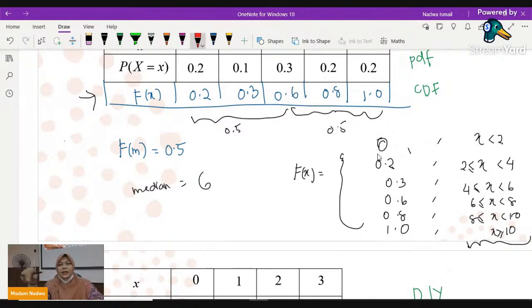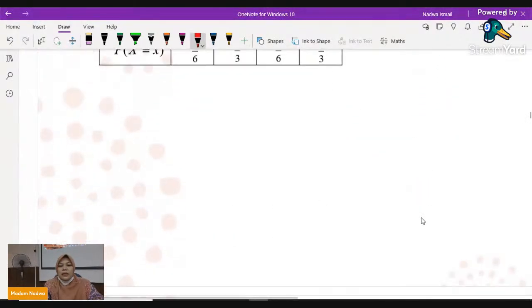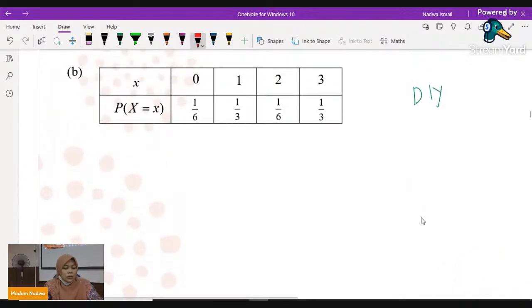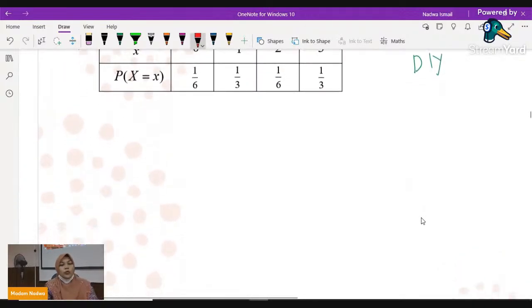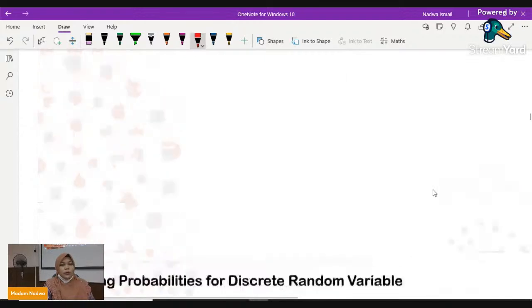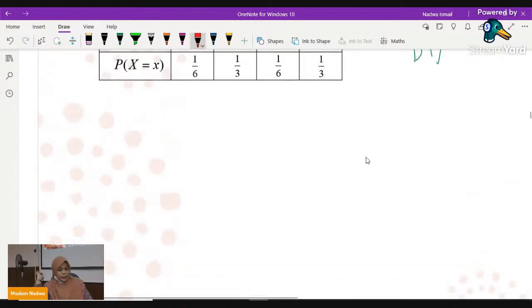So the CDF is cumulative, from 0 up to 1. For the PDF, it is one probability for each value of X. So this is just a recap from what we learned last week. I asked you to do this by yourself, hopefully you did it correctly. The median that you should get is either 1 or 2 for this question. Okay, let me write the answer.